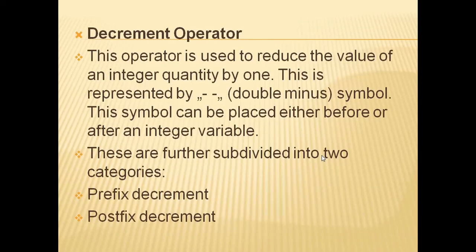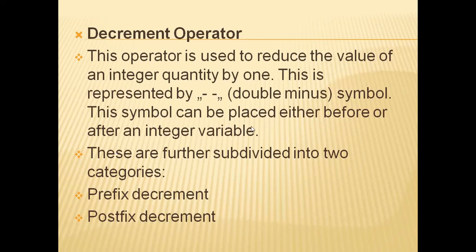And next we discuss the decrement operator. This operator is used to reduce the value of an integer quantity by 1. The increment operator increases the quantity by 1; the decrement operator decreases the variable quantity by 1. And this is represented by minus minus. This is called double minus. Minus minus means it is a double minus symbol.